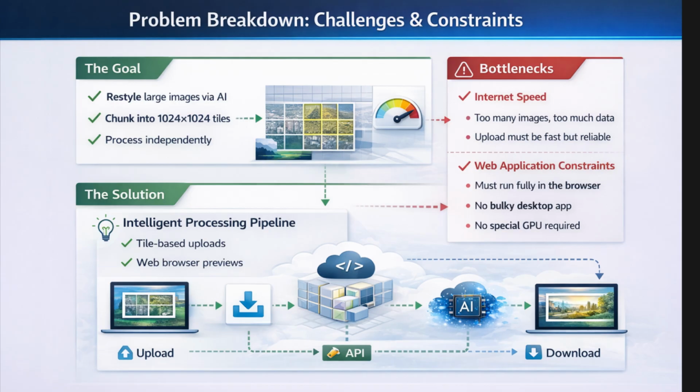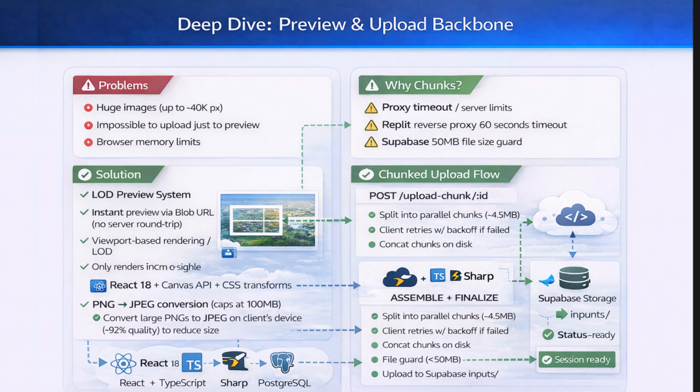The important idea here is separation of concerns. Tiles for AI, chunks for upload, LOD for preview. Each solves a different bottleneck, and together they make very large images interactive. The implementation details of the pipeline are shown in the next slide.